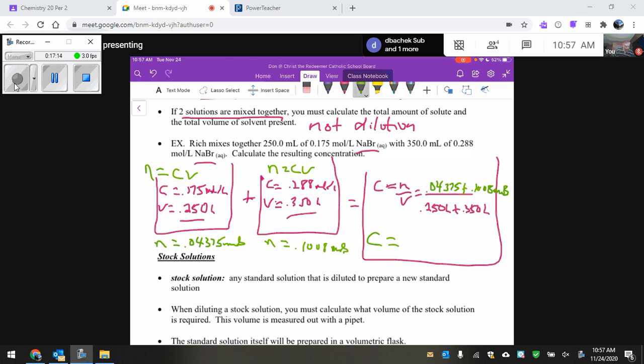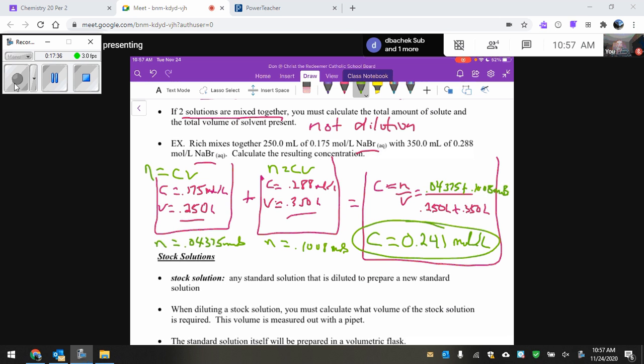If I do that, I get, and I'm going to divide that by 600 milliliters. If you do this carefully with the correct order of operations, you should end up with 0.241 moles per liter as your new concentration of that solution.